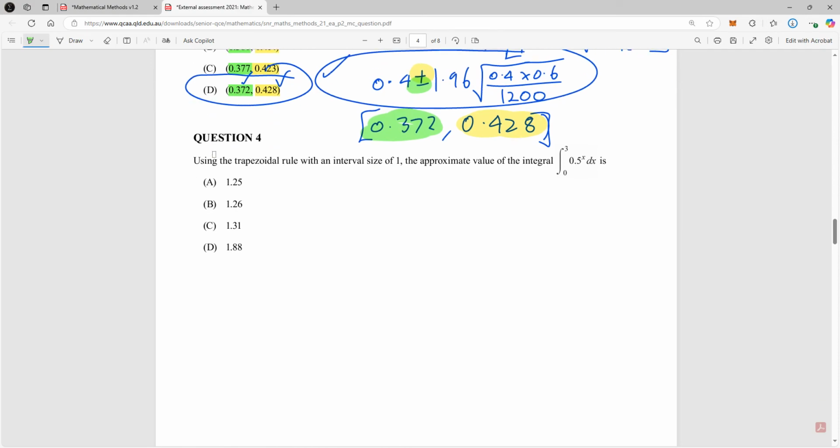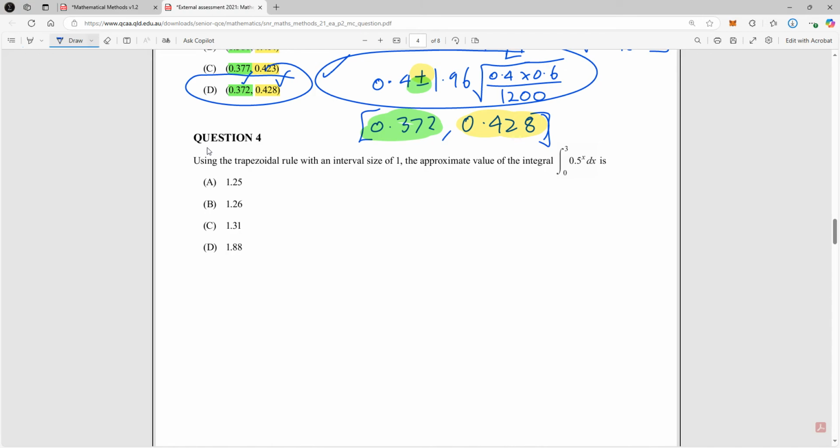All right, so using trapezium rule. Now I always hated trapezium rule, but it is what it is. With the interval size of 1, the approximate value of the integral, and you've got this here. With trapezium rule, it's really annoying to remember the formula. Now, in the new formula sheet, it is on there, but we're going to be doing it like with the old one, basically how this would have been done.